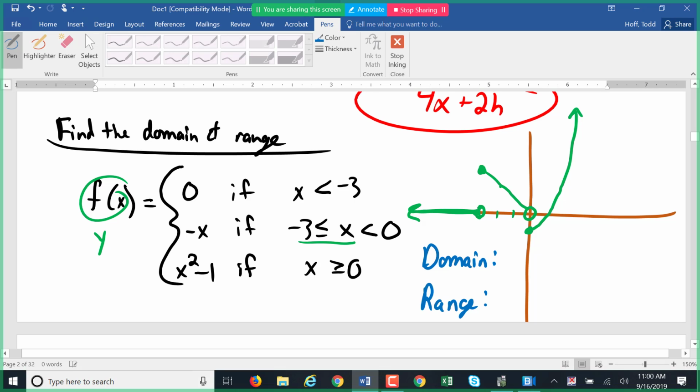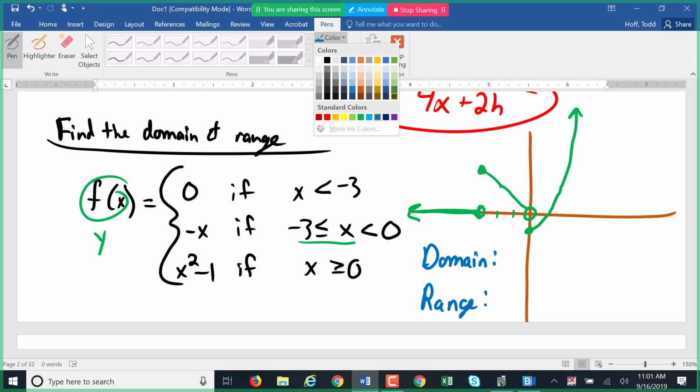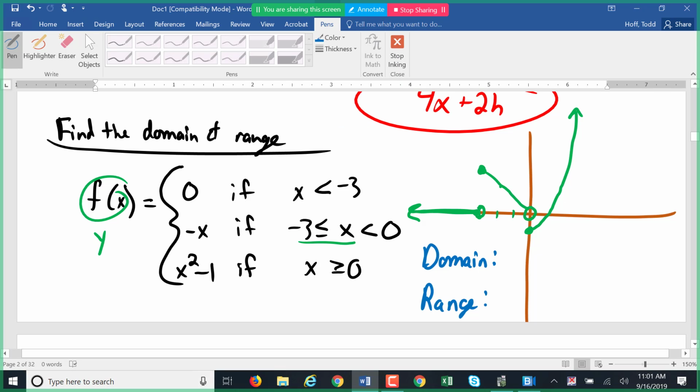So I'm going to give you about 20 seconds here looking at that graph. Try to tell me what you think the domain and range are. Use interval notation.